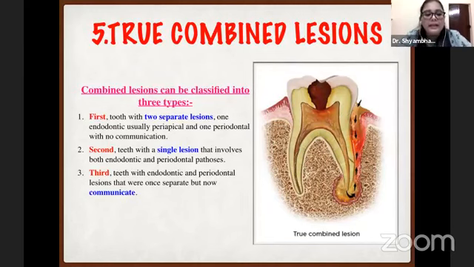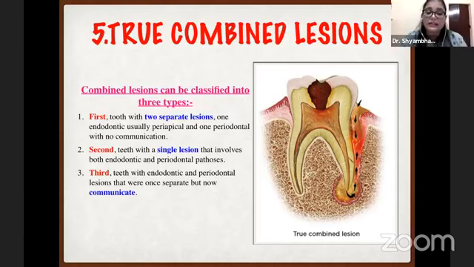Again, for true combined lesions, there can be three different types. First, a tooth with two separate lesions, one endodontic, usually periapical, and one periodontal, with no communication. That is the first type. Second, teeth with a single lesion that involves both endodontic and periodontal pathosis. And third, teeth in which endodontic and periodontal lesions were once separate but now communicate.